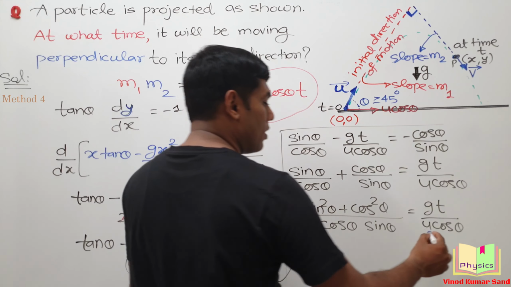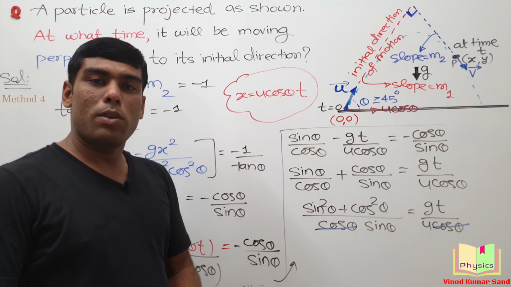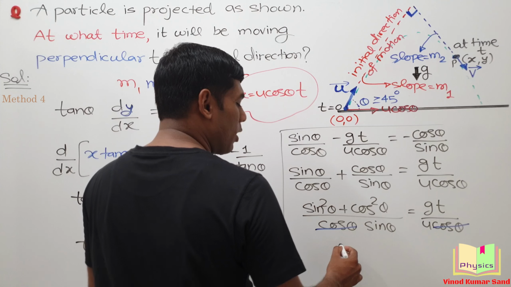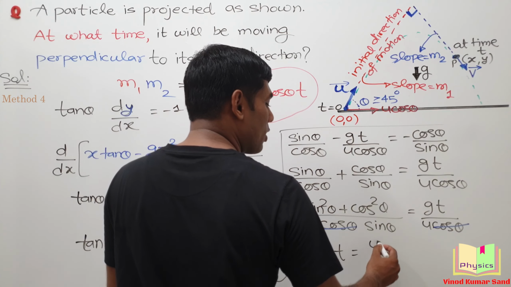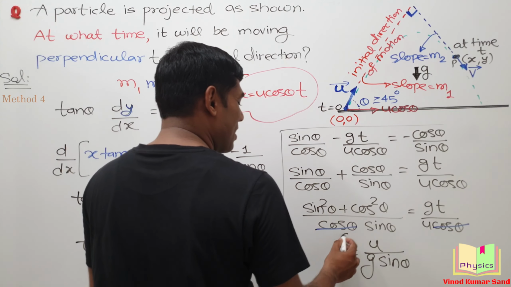You can see this cos theta is getting cancelled out. Sine square theta plus cos square theta will become 1. So finally you are left with what? T is equal to u by g sine theta. The same answer.